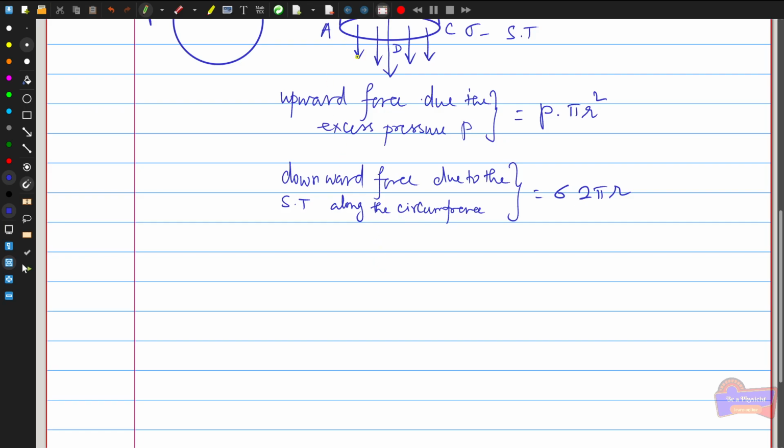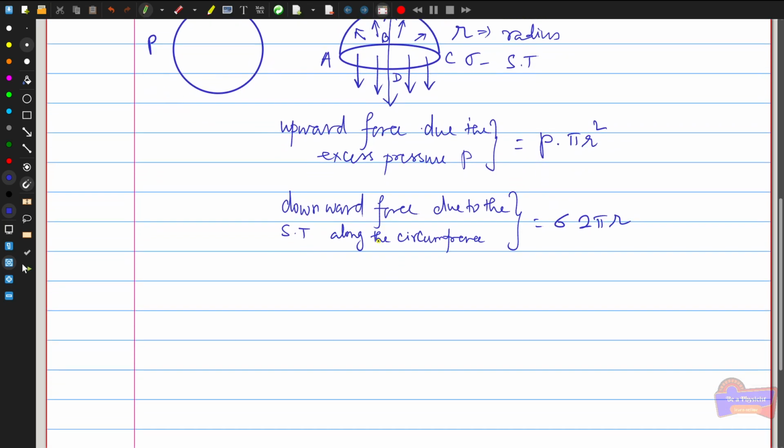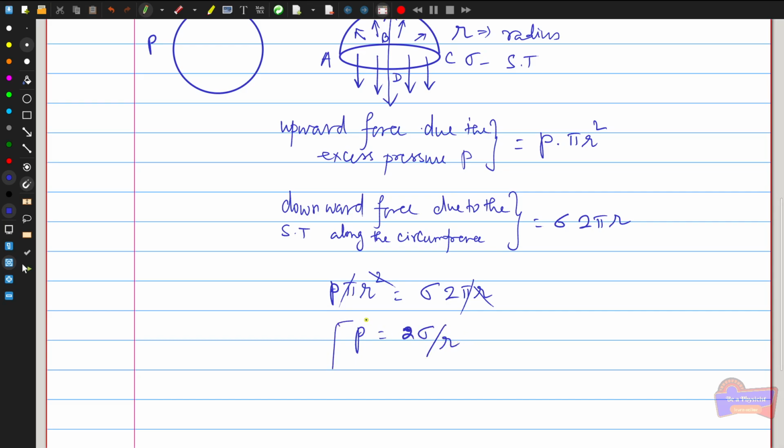Since this upper half of the hemisphere is in equilibrium, I can equate the upward force and the downward force: P times pi r squared is equal to sigma times 2 pi r. So the pi cancels and one r cancels, so the excess pressure P is given as 2 sigma divided by r. So this is the excess pressure in the liquid drop.